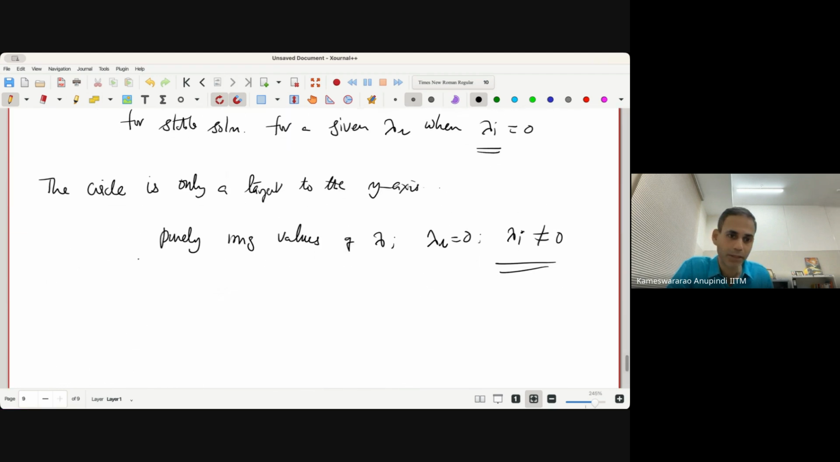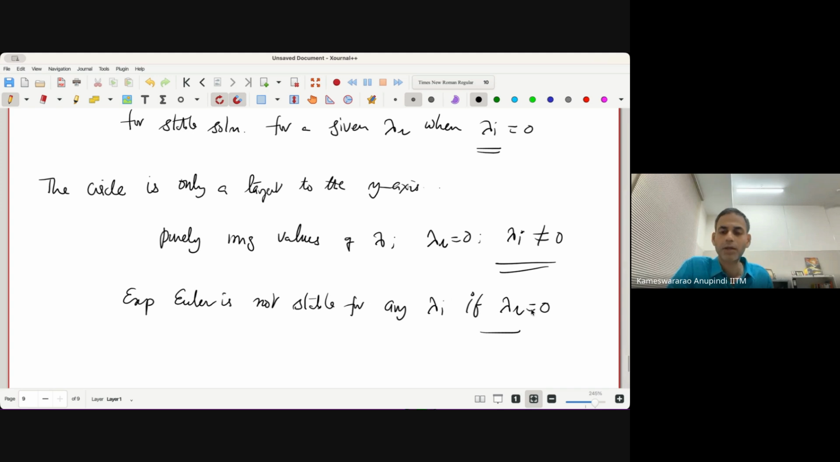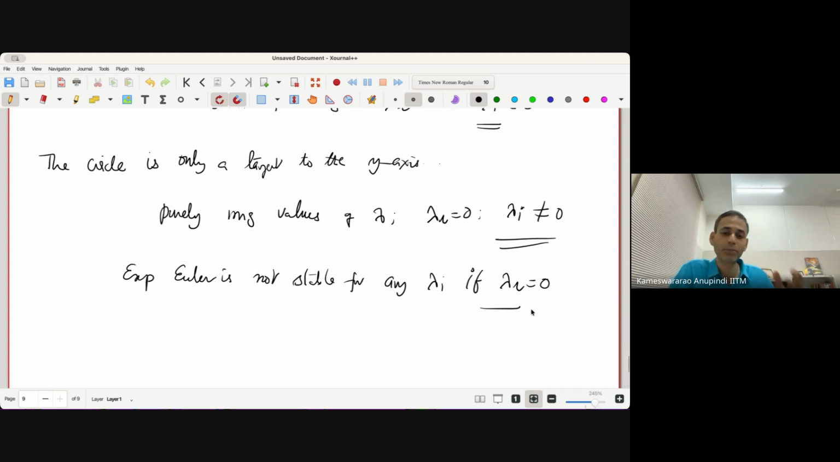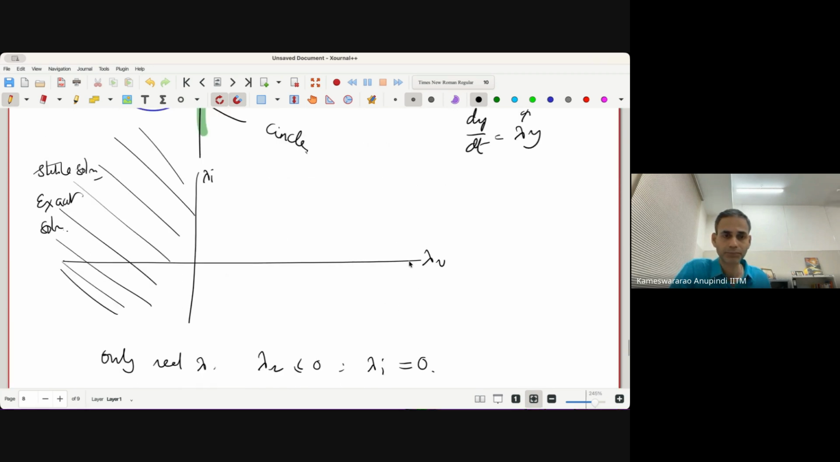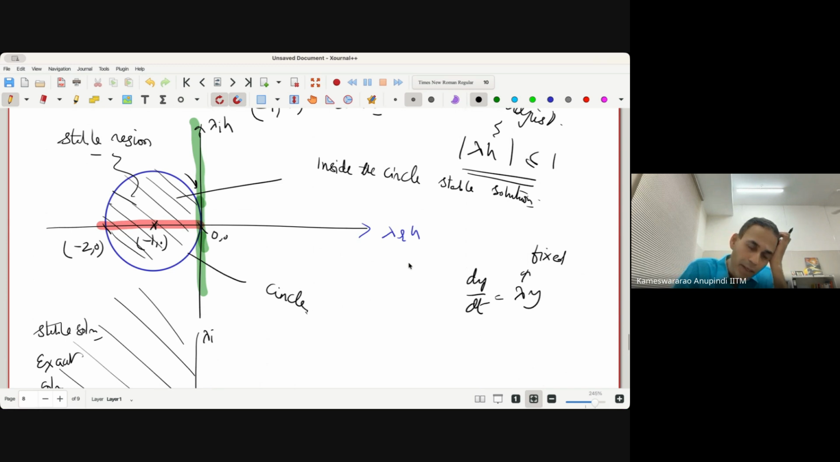So explicit Euler is not stable for any lambda i if lambda r is equal to 0. So that means for purely imaginary values of lambda, we cannot apply the explicit Euler method and obtain a solution. Okay, so that is the idea.